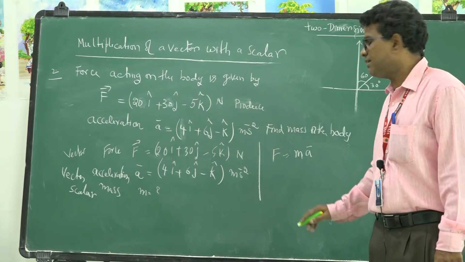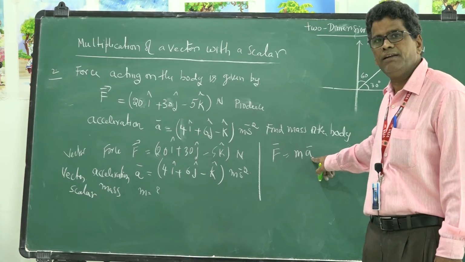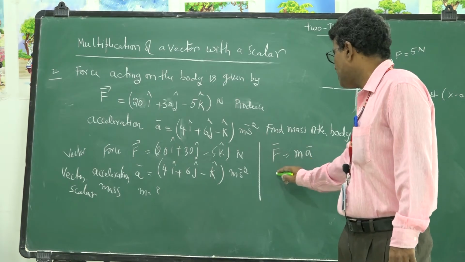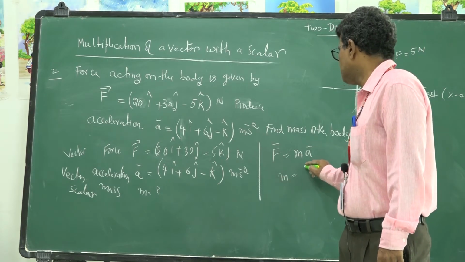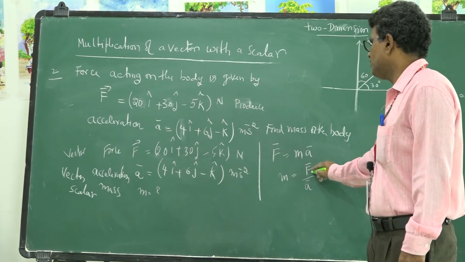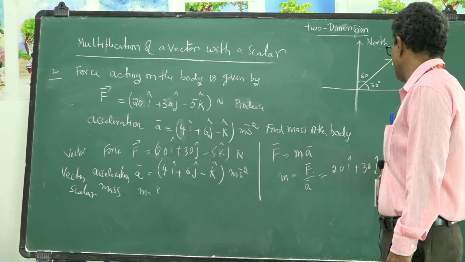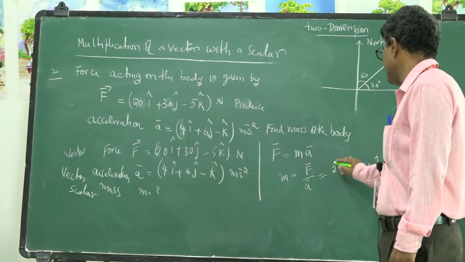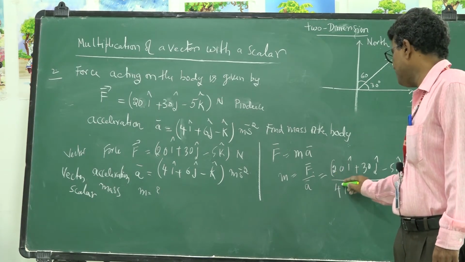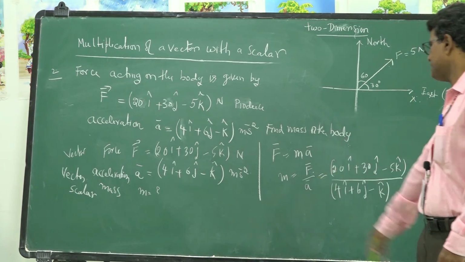So here a is acceleration, F is a force, force is a vector, a is acceleration, a vector quantity, m is a scalar quantity. So we want mass. So mass is equal to force by acceleration. What is force? 20 i cap plus 30 j cap minus 5 k cap divided by acceleration. Acceleration is 4 i cap plus 6 j cap minus k cap.